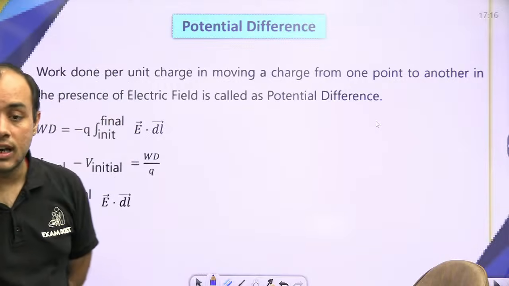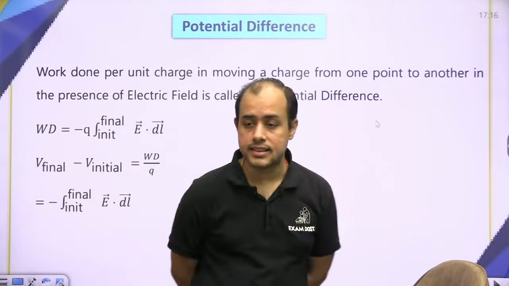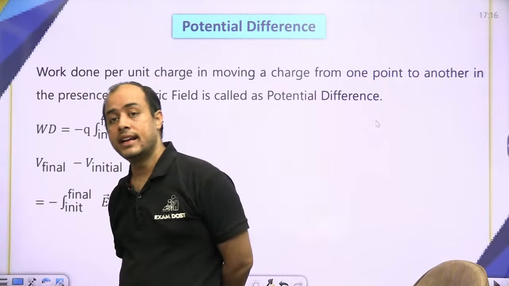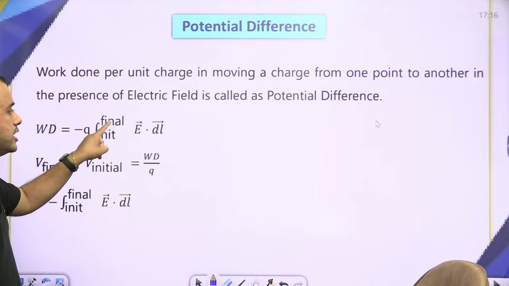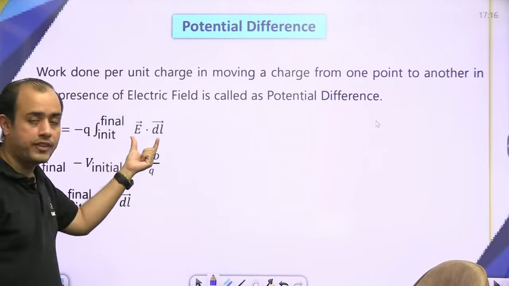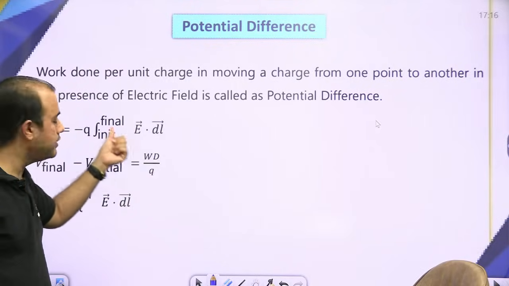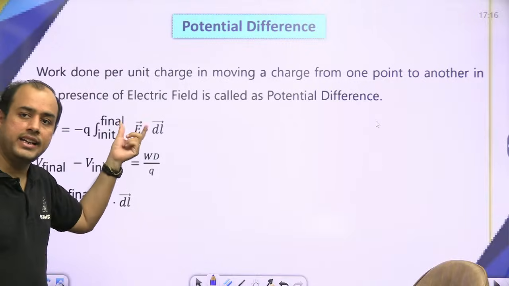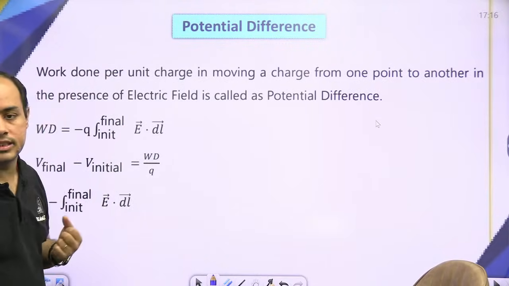So whenever you move a charge from one point to the other, then work done divided by the charge is the potential difference. It is taken, work done is minus Q times integral from initial to final of E dot dl. Why negative? Because if E and dl are in the same direction, dot product positive, work done negative. If E and dl are opposite, dot product negative, work done is positive.